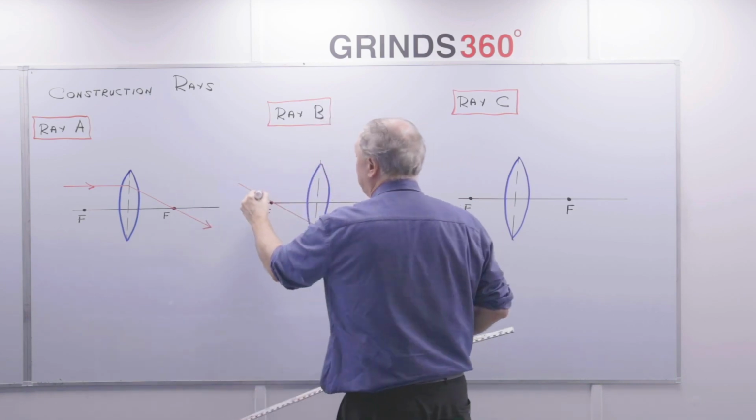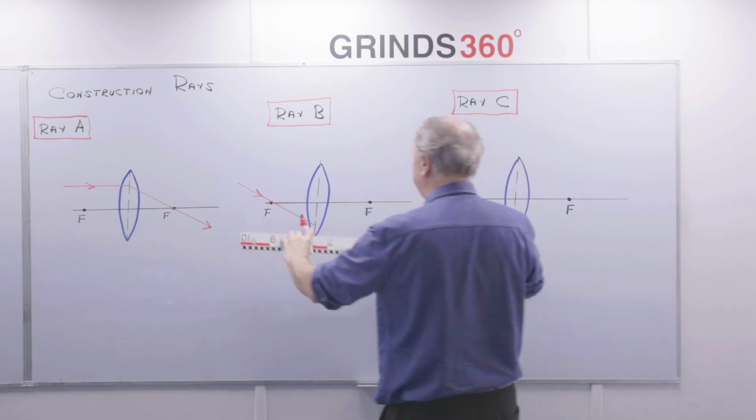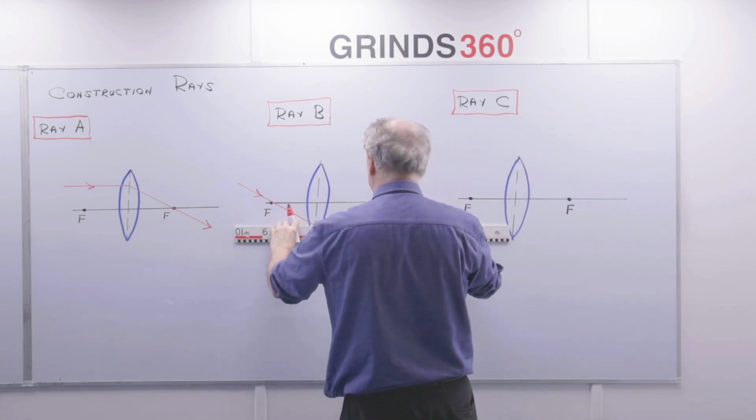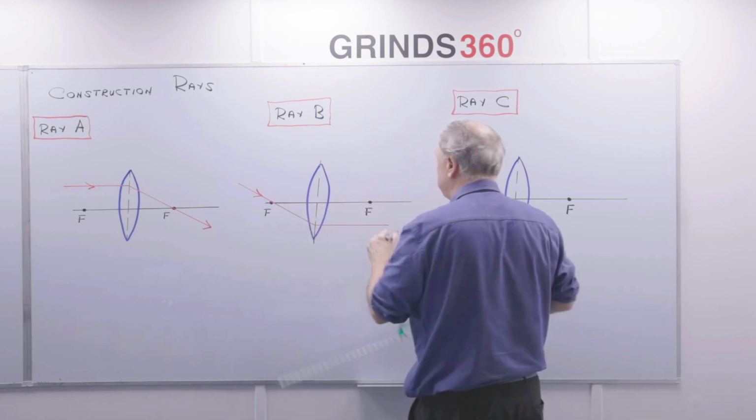What happens when that ray of light hits the lens? It will go out parallel to the principal axis. It's just the reverse of the first situation.